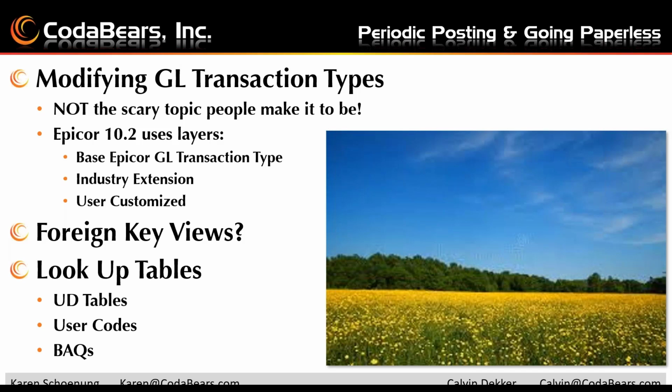So you have the Epicor base GL transaction type. They'll be putting industry extension layers in, and then the user customized layer on top of it. So yours lays on top of theirs, and even theirs can lay on top of theirs. This allows them to create verticalizations that are more industry focused for customers.